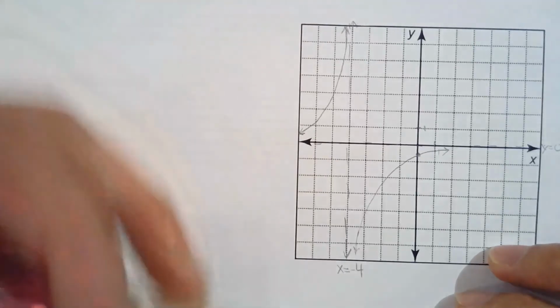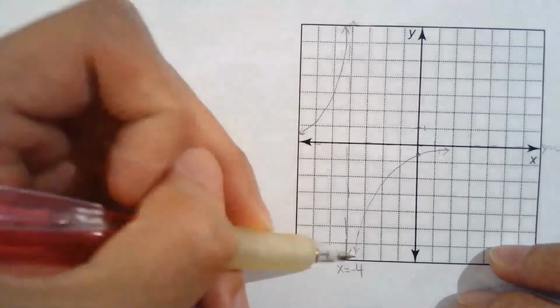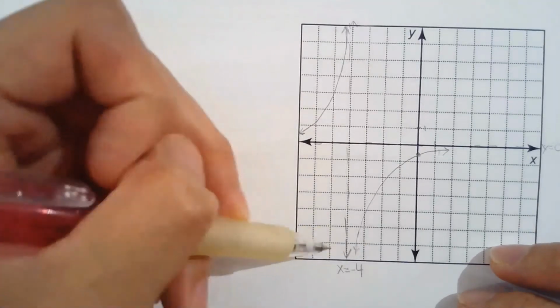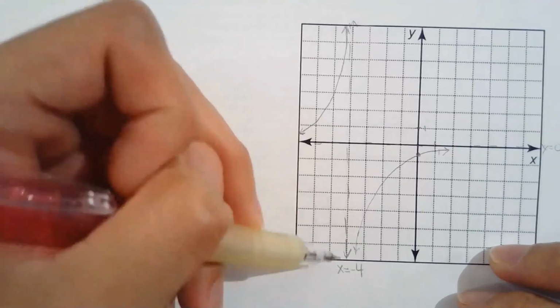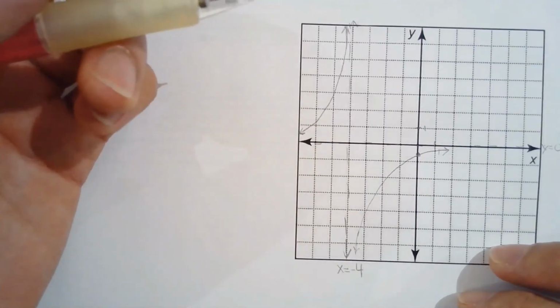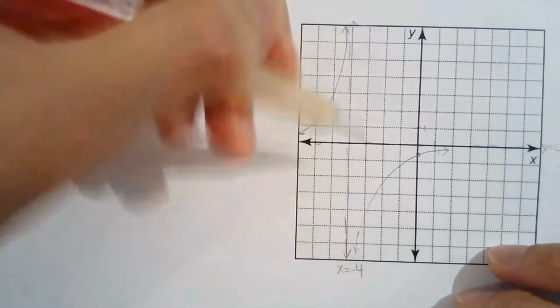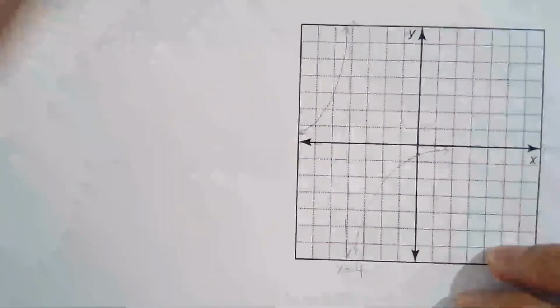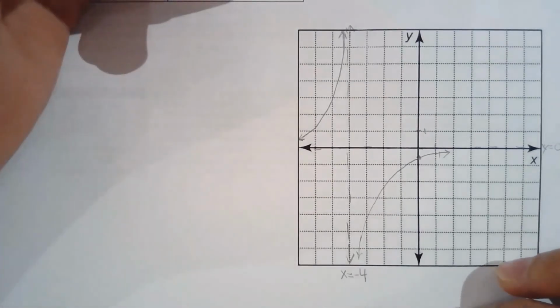Now, if the exponent was even, like 2, 4, 6, 8, 10, then both sides of the vertical asymptote will have the same behavior. Both will be pointing down to negative infinity, or both will be pointing up to positive infinity. But like I said, in this case the exponent was odd, so that's why the behavior is opposite. One is positive and one is negative. But yeah, there's your graph.